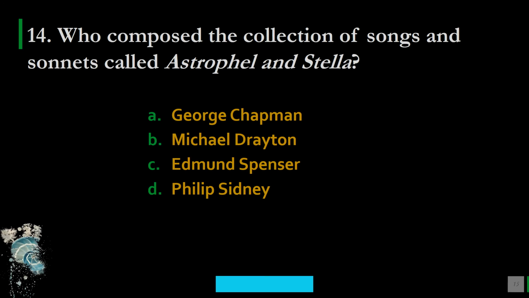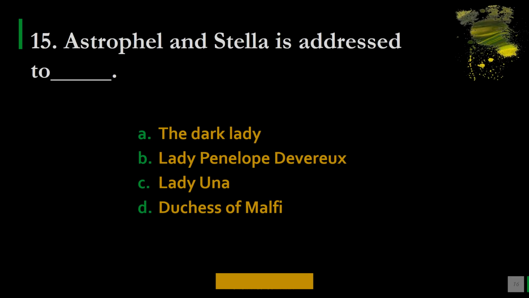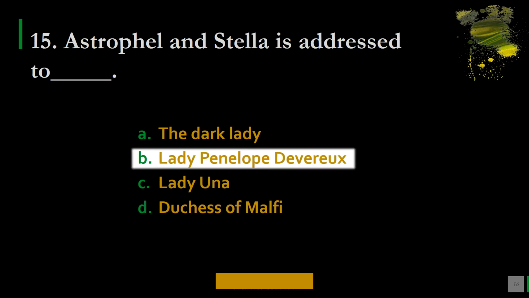14. Who composed the collection of songs and sonnets called Astrophel and Stella? Option A. George Chapman, B. Michael Drayton, C. Edmund Spenser, and D. Philip Sidney. Correct option is D. Philip Sidney. 15. Astrophel and Stella is addressed to dash. A. The Dark Lady, B. Lady Penelope Devereux, C. Lady Una, and D. Duchess of Malfi. Correct option is B. Lady Penelope Devereux.